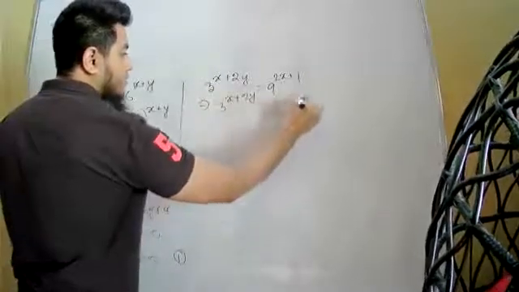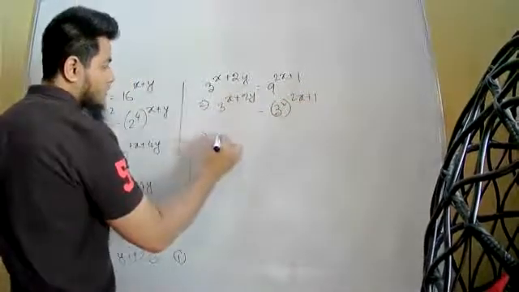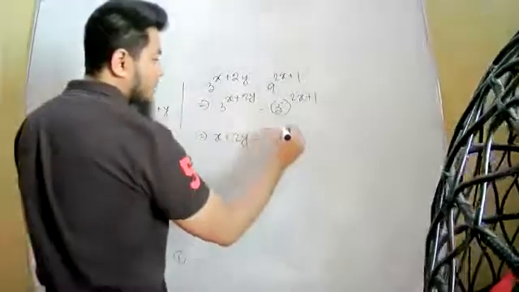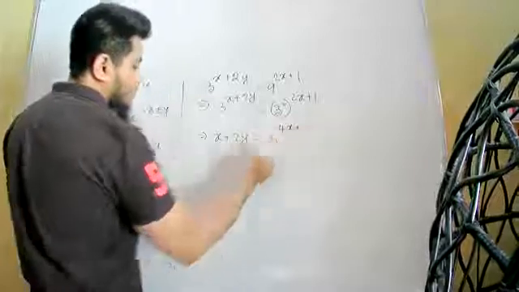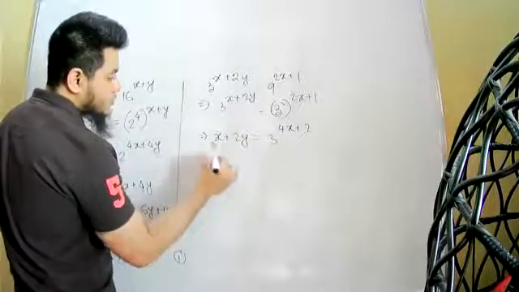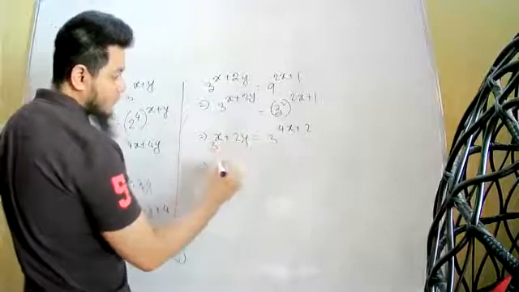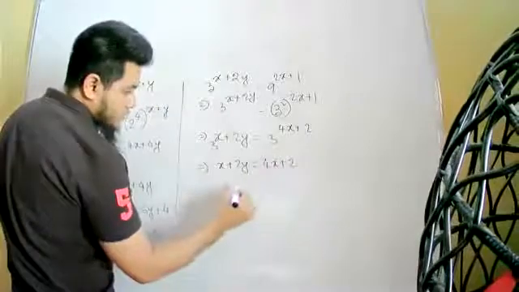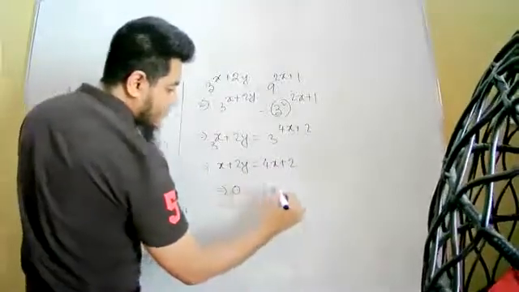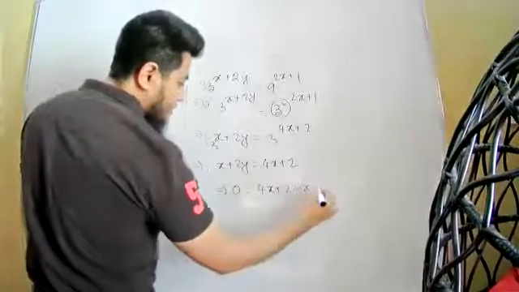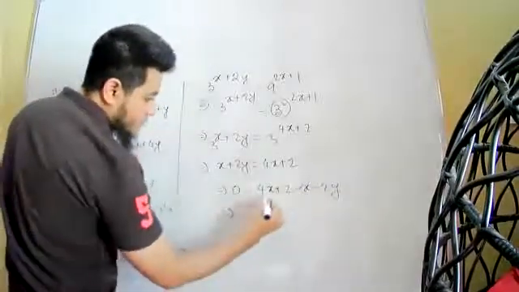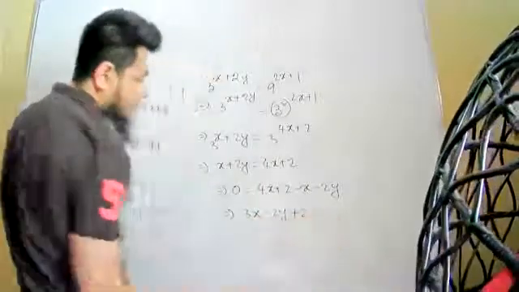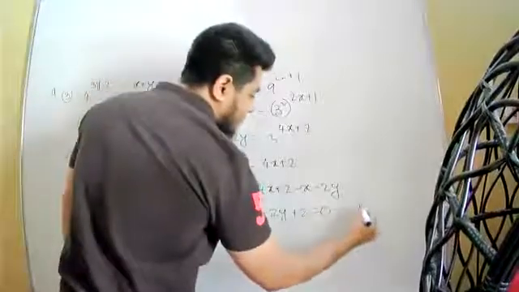9 can be written as 3 squared, so 9 to the power 2x plus 1 becomes 3 to the power 4x plus 2. Sorry, it is 3 to the power... Okay, as the base is the same, the powers can be written equal again. x plus 2y is equal to 4x plus 2. So again, taking everything to one side, minus x and it will become minus 2y. So 4x minus x, it will be 3x minus 2y plus 2 is equal to 0. So this one can be considered as equation 2.